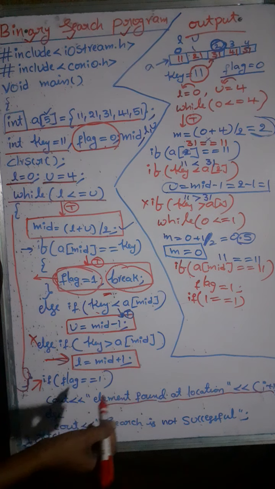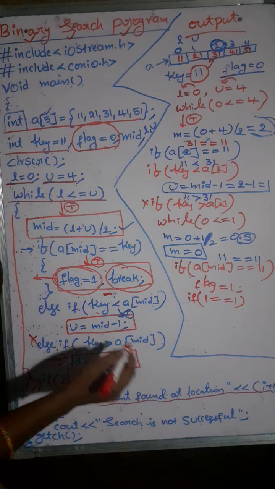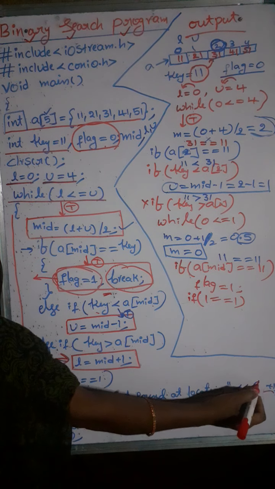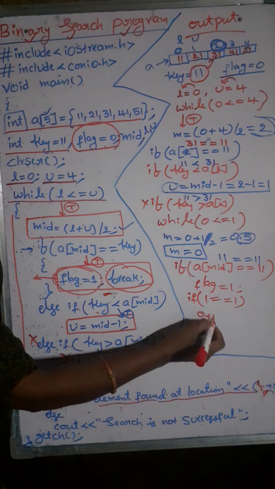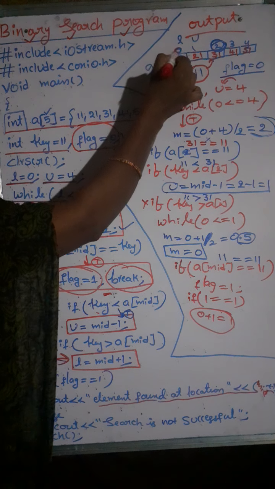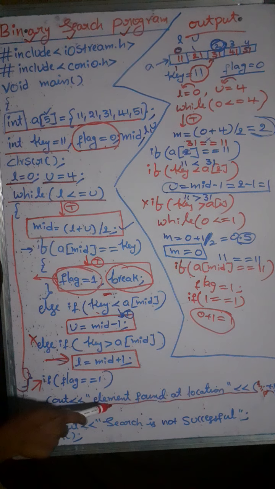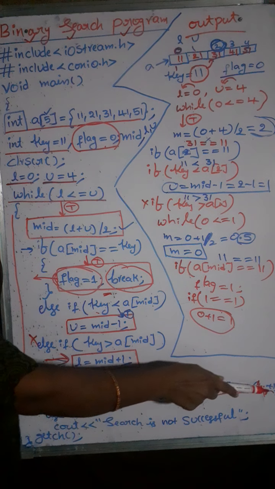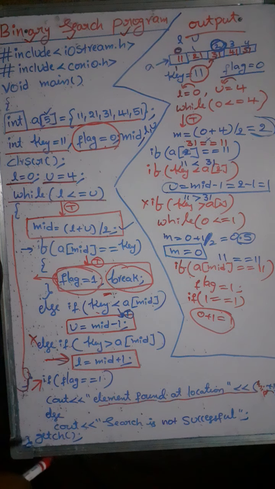What is the I value here? Sorry. Location number equals, here I should write mid plus 1. What is the mid value? 0, right? So 0 plus 1, that means 1 is the location number of the element. So actually 0 is the index and 1 is the location number. So we'll get the output as element found at location mid plus 1. That means 0 plus 1, that is 1. So here the search is successful.